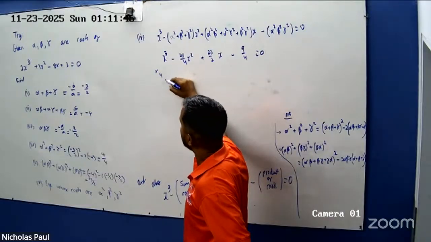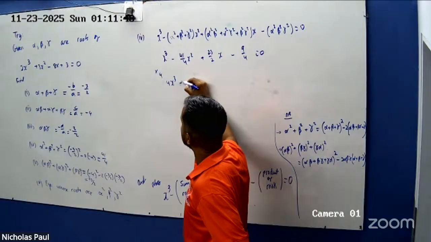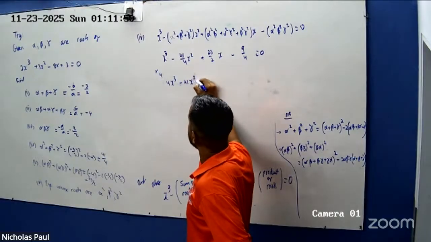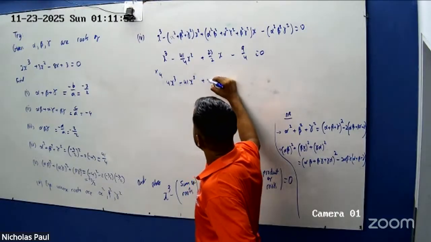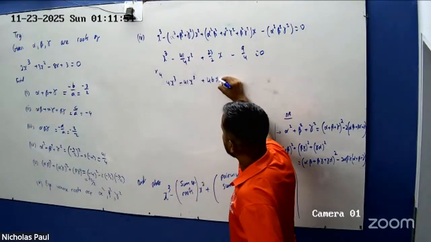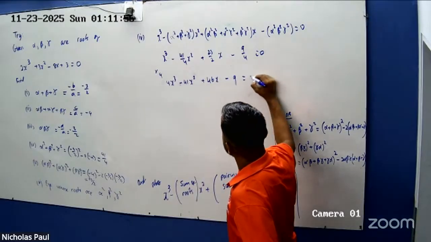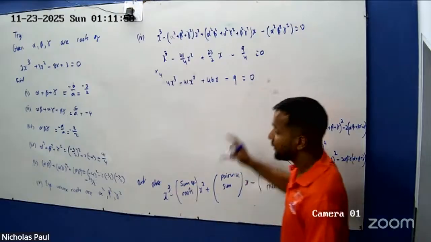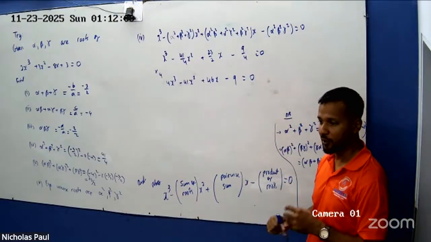So you're going to get 4x cubed minus 41x squared plus 46x minus 9. So that is your cubic equation. Yes.